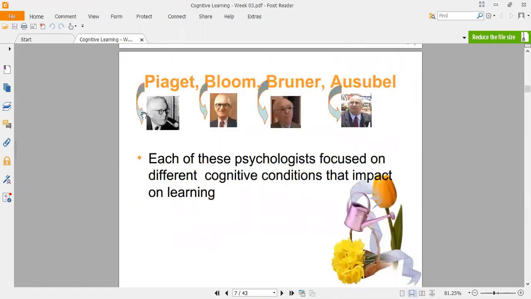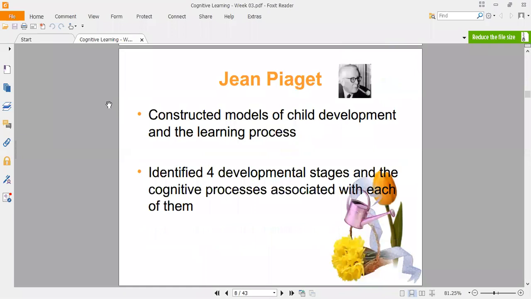So for cognitivism here, this also comes with different psychologists, right? Started from Piaget and Bloom, very important person to you as teachers, Bloom, and Bruner and Ausubel, right? Those are the four people, and they focused on different cognitive conditions. That is the most fascinating thing. They focus on different cognitive aspects. We'll see them one by one.